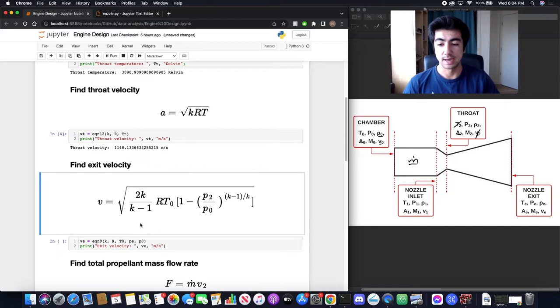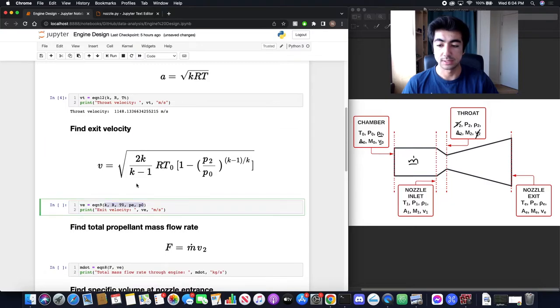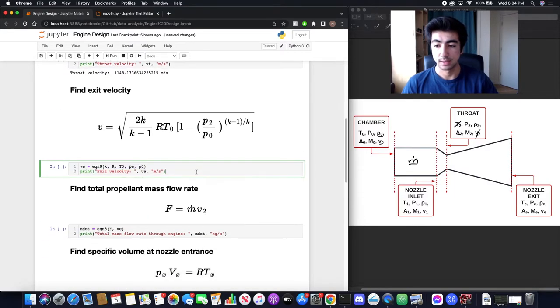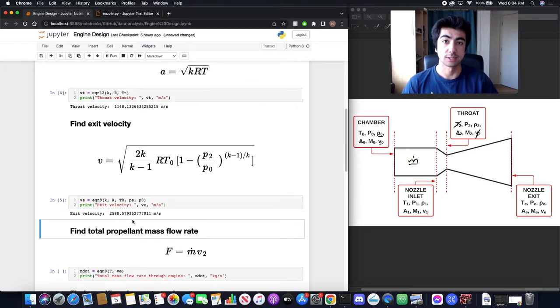So this is equation 9. Again, this Python function is just simplifying the process of calculating this. And you can see I'm inputting all these parameters from our initial design parameters. And solving that, we see that our exit velocity is around 2600 meters per second. So again, our gas is continuing to speed up from the throat, where it was 1150 meters per second, speeds up through the nozzle to the maximum speed of 2600 at the exit.